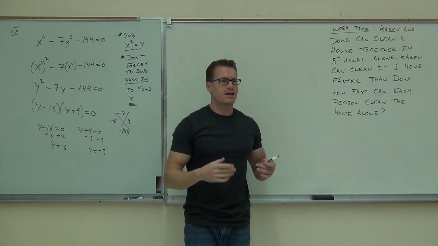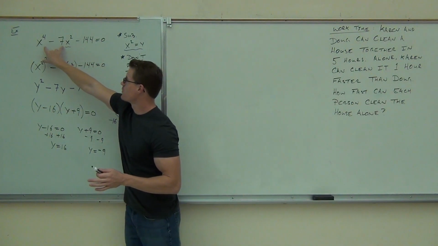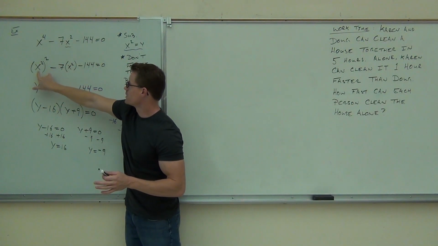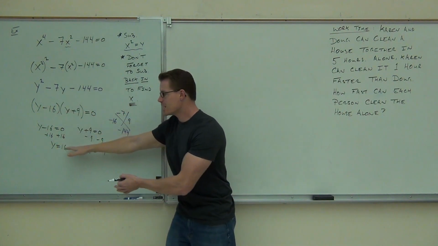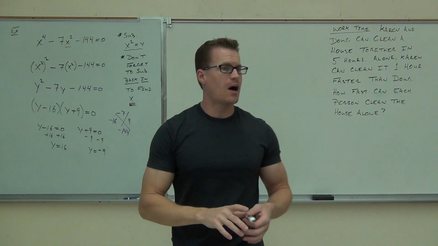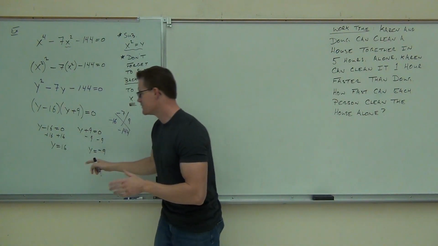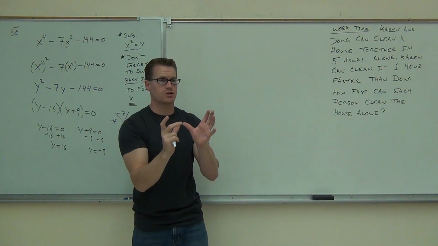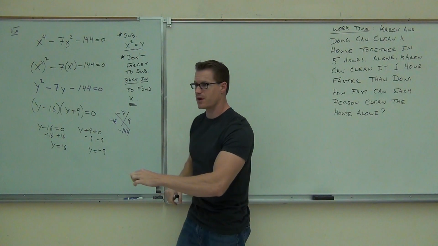So this is kind of like a double substitution. You're substituting in one time to change from x to the fourth into y squared, and x squared into y. That's what you're doing. But then at the very end, you have to substitute back in to change your y's back into x's. So tell me, how much is y equal to? I know it equals 16 and negative 9, but how much is the y? What's that expression? So substitute that back in. Don't forget to sub back in to find x.